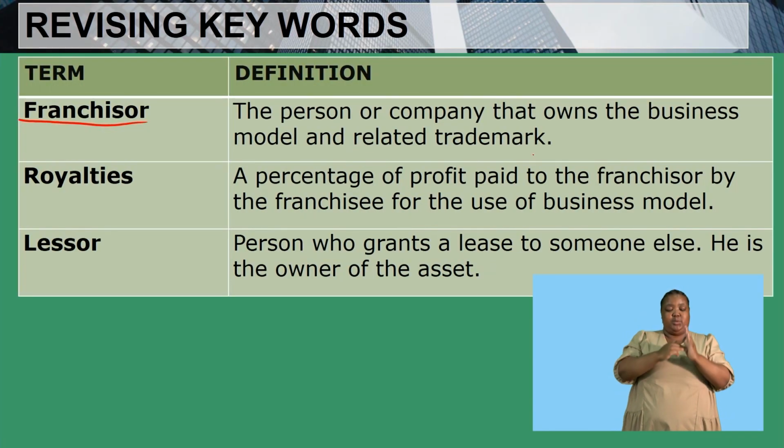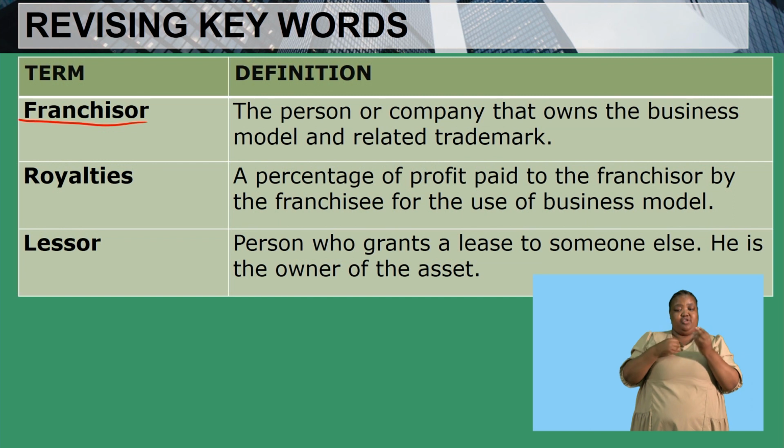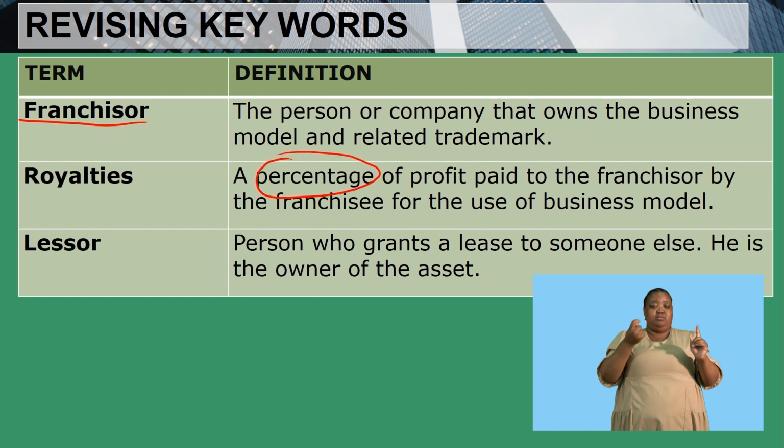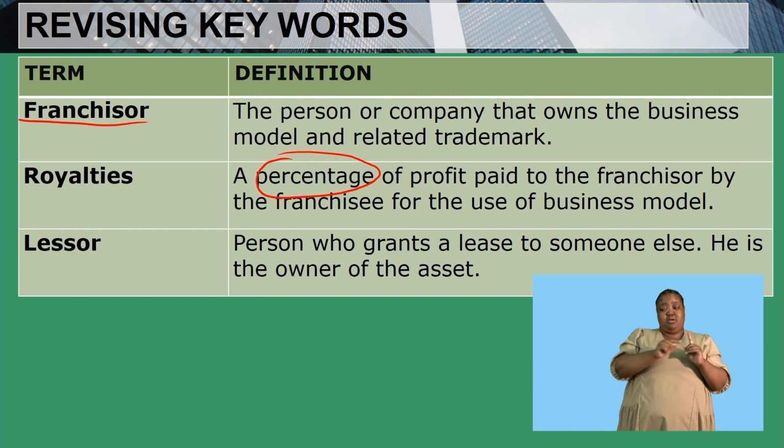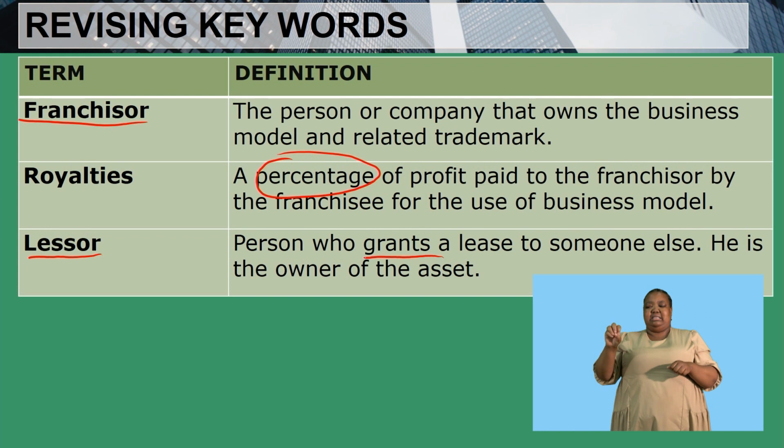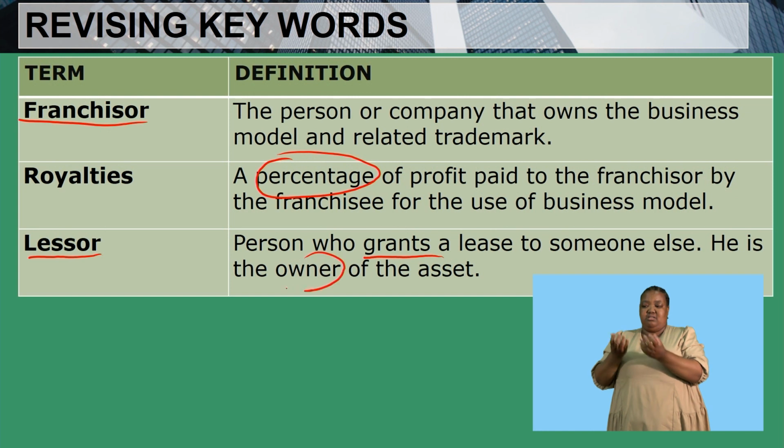Now, the revising keywords that you will come across in this one is the word franchiser. A franchiser is a person or a company that owns the business model and related trademark. We also have royalties, which is a percentage of profit paid to the franchiser by the franchisee for the use of the business model. You also have a lessor, which is a person who grants a lease to someone else, or he or she is the owner of the asset.